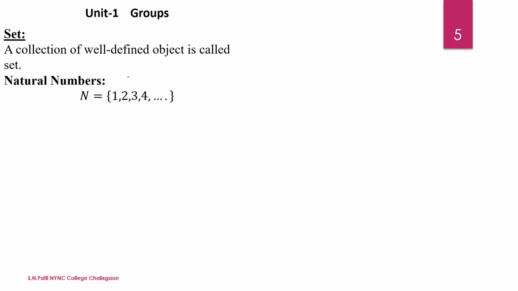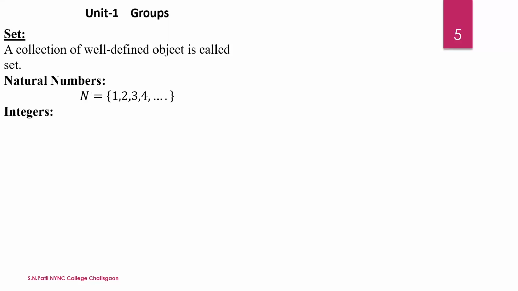In this video lecture, we discuss binary operation. Before proceeding to binary operation, we discuss some prerequisites. So what is the definition of a set? A set is a collection of well-defined objects. Now, the number system. The set of natural numbers is 1, 2, 3, 4, up to infinity. It is denoted by the capital letter N.